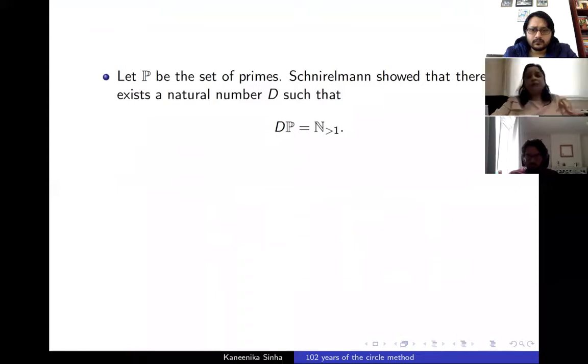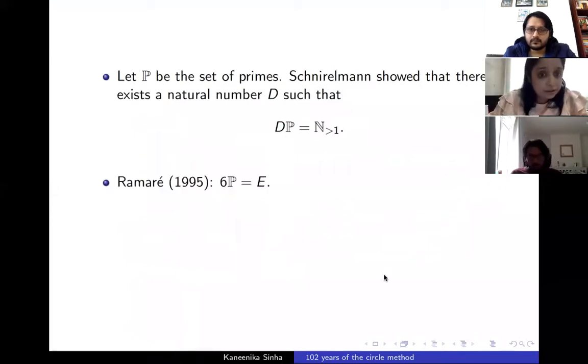Now let's go back again to the Goldbach conjecture. Let P be the set of primes. Schnirelmann showed that there exists a natural number D such that D times P is equal to the set of all those natural numbers which are greater than 1. Ramanujan showed that 6 times P is equal to the set of all even numbers.